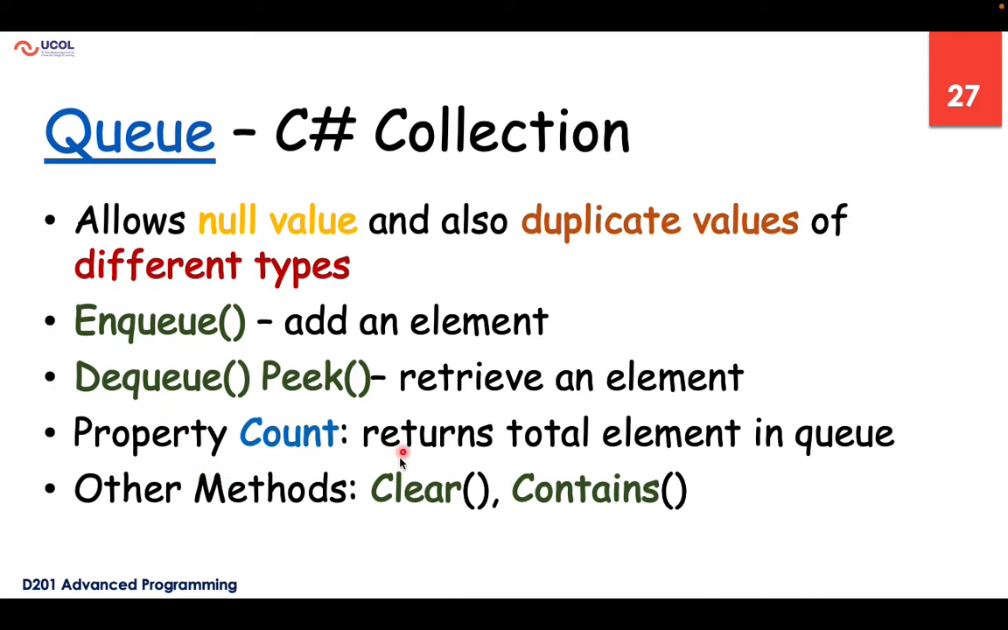Again, we have a count of how many elements are present in the queue. We can clear the queue. Clear means it will remove all the elements which are present, and the queue will become empty. We can also find out whether a specific element is present in the queue.